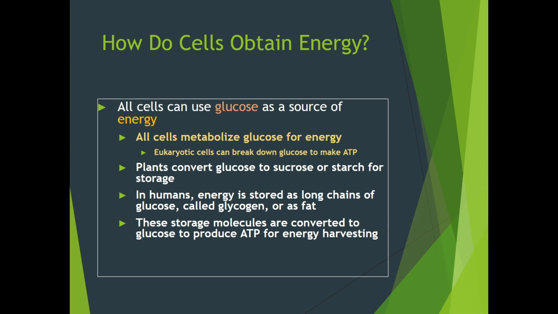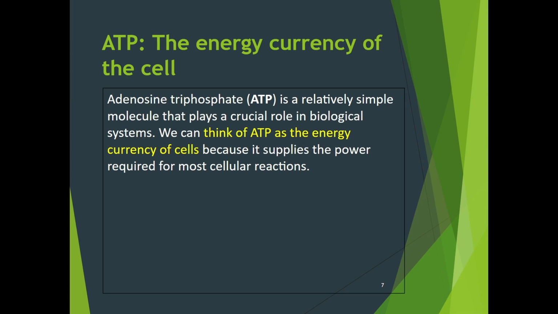Plants can actually convert glucose to sucrose or starch for storage, whereas we, humans, convert glucose into long chains called glycogen. Sometimes we'll convert glycogen to fat, but we store glycogen in our liver and also our skeletal muscles. But these storage molecules are essentially going to be the bank or large amount of energy that can be produced if we break them down. So the storage molecules are or can be converted to glucose in a time of need to produce ATP for energy harvesting. So what is ATP?